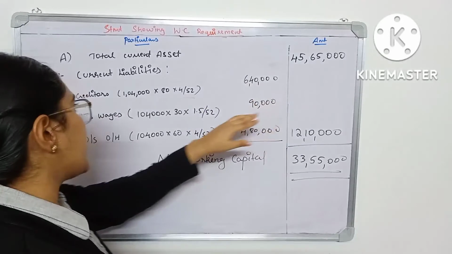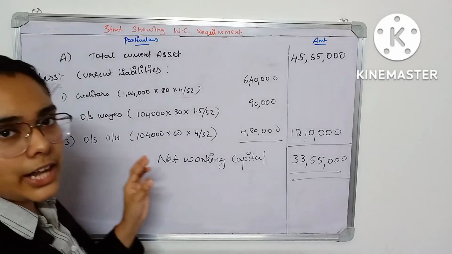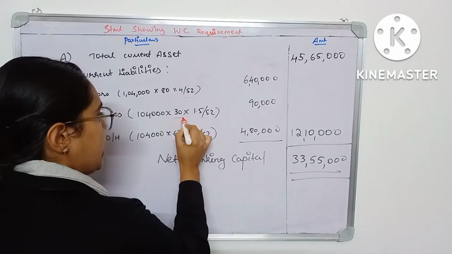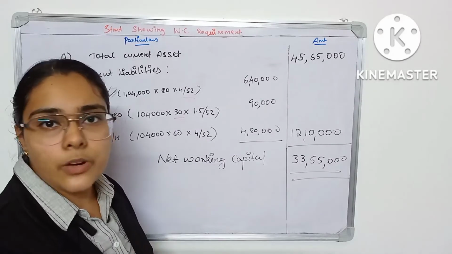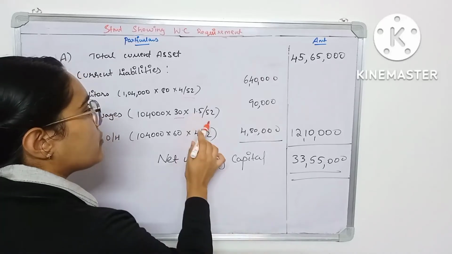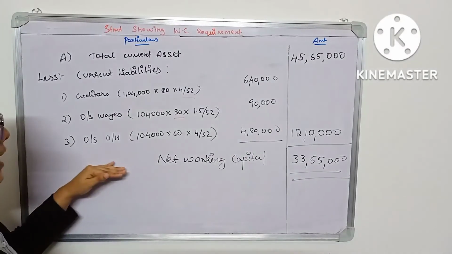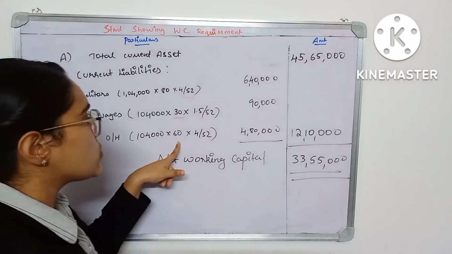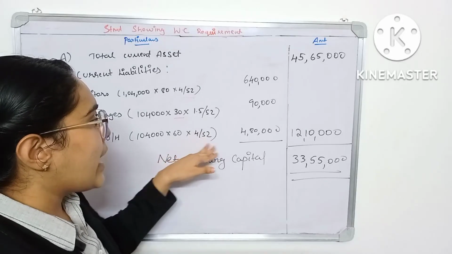Now for outstanding wages, the labor per unit cost is considered. The labor per unit cost was 30. So 1,04,000 into 30 into 1.5 weeks. It was given in the question that the wages were in arrears for 1.5 weeks. So 1.5 divided by 52, you get 90,000. Then coming to overhead, the outstanding overhead cost per unit was 60. So 1,04,000 into 60 into 4 by 52, or 1 month, you get 4,80,000.